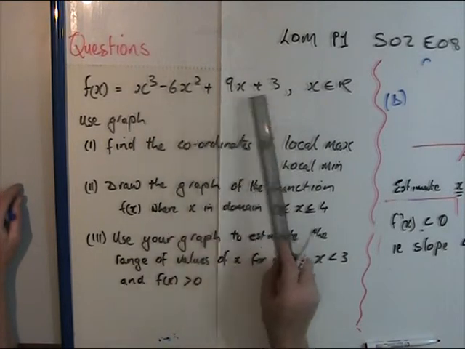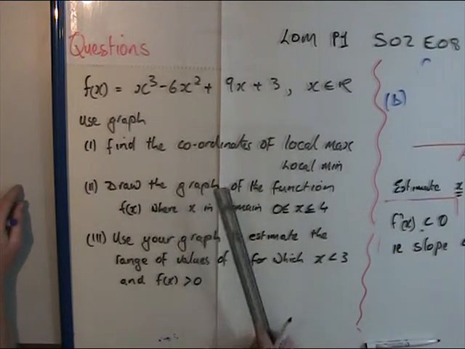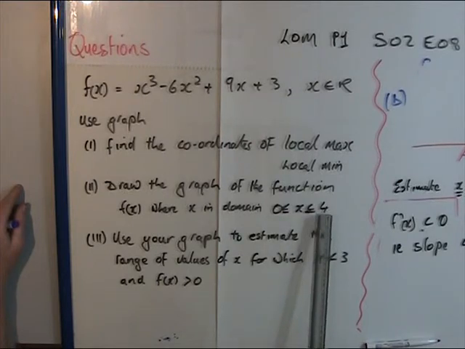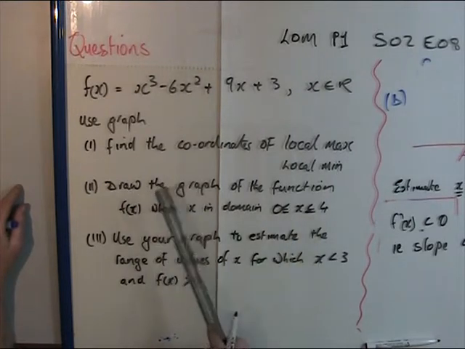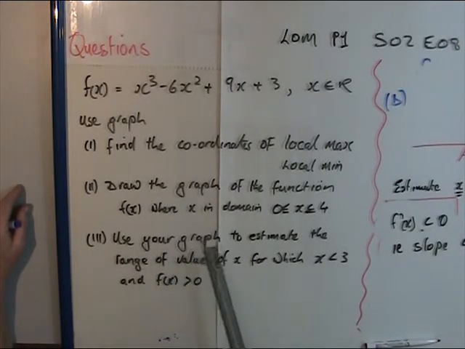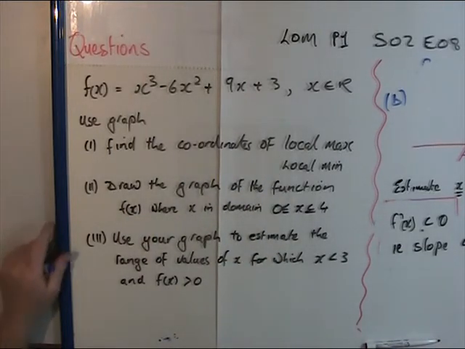But this time you have to draw it out. Use your graph to find the coordinates of the local maximum and local minimum, given that x lies between 0 and 4, so you'd make your graph using 0 and 4. So you have to draw the graph and find the coordinates of the local maximum, that's the top, and the local minimum, the bottom. Then use your graph to estimate the range of values of x for which x is less than 3 and f(x) is greater than 0. That means where y is greater than 0. So you use your graph and work out the problem.